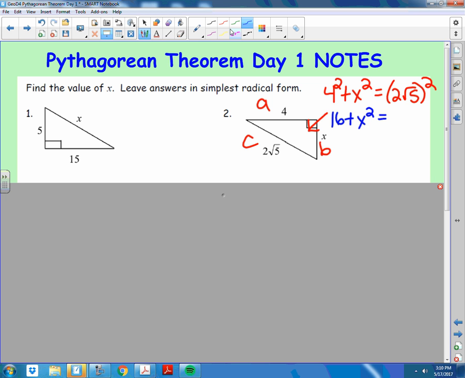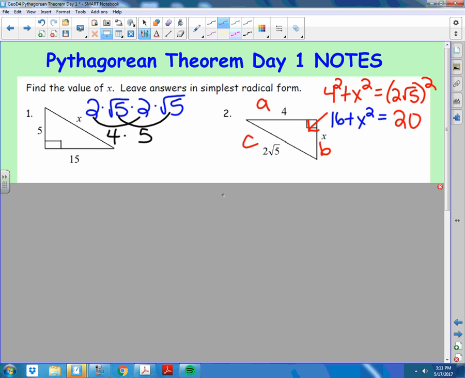So 2 root 5 squared is really the same as 2 times the square root of 5 times 2 times the square root of 5. It's 2 root 5 times itself. So here's what you do. Yesterday we learned how to do root 5 times root 5. What is that? It's 5. And what is 2 times 2? And what is 5 times 4? And that's what it is. 2 root 5 times 2 root 5 is 20.